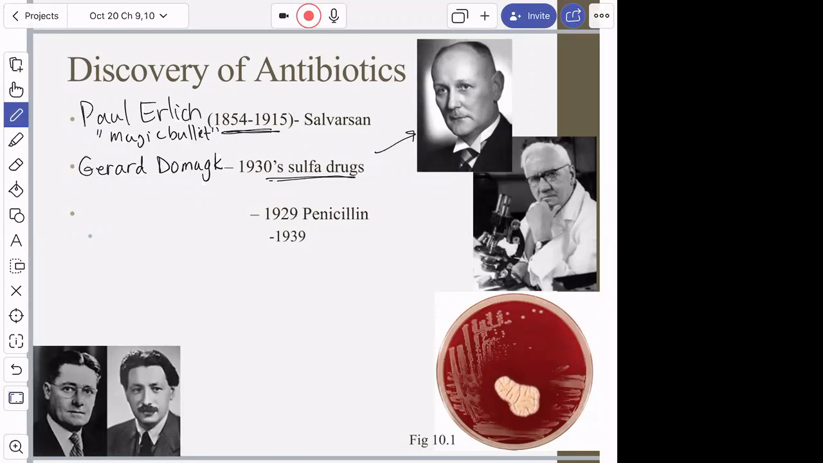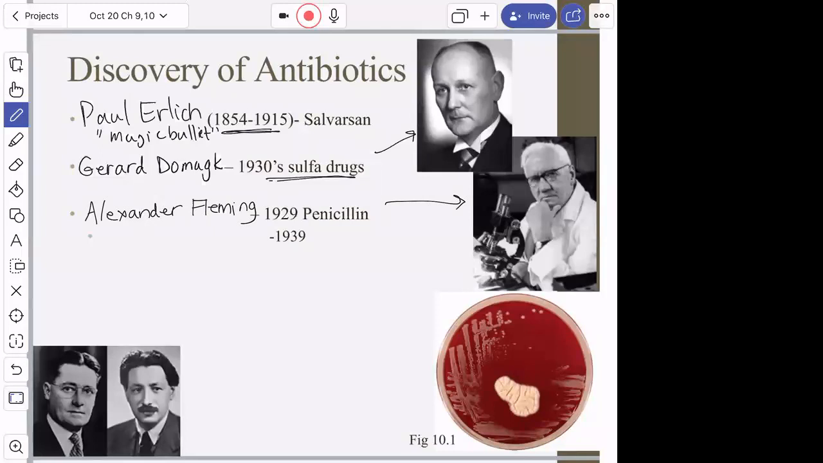In 1929, though, is actually when penicillin was discovered by Alexander Fleming. I wanted to say Hamilton, and I knew that wasn't right. So here's Alexander Fleming looking very scholarly in his lab, his hospital lab in London.